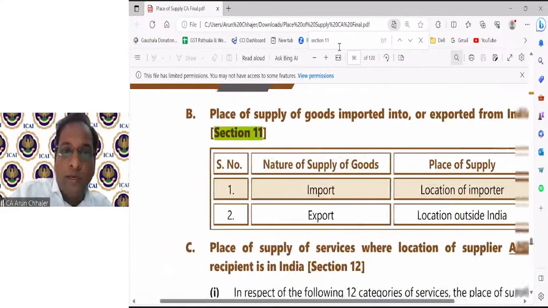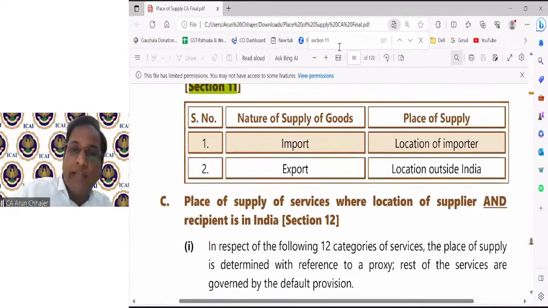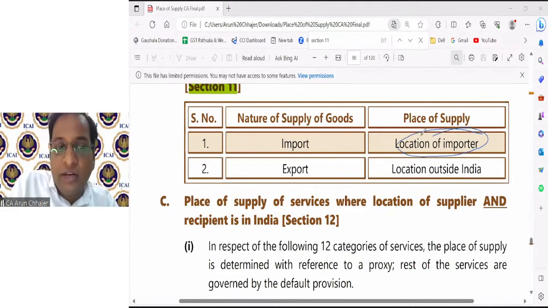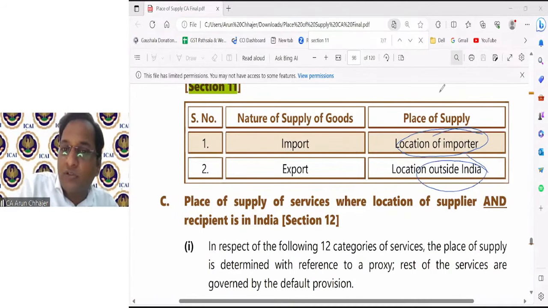So what is the place of the supply in case of the import? I'm going back to section 11 again. Location of importer. And what is the place of the supply in case of the export? Location outside India.